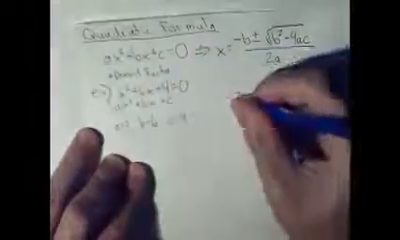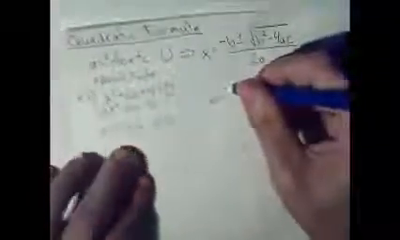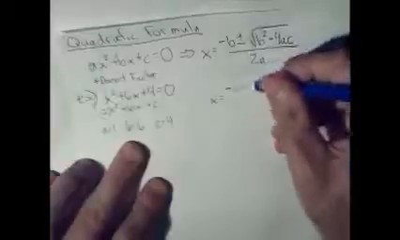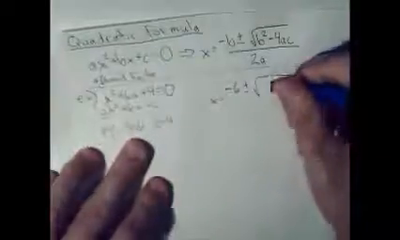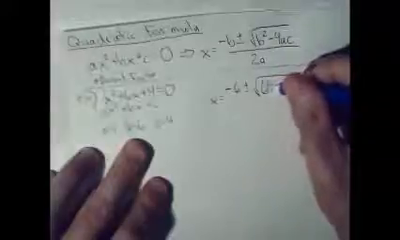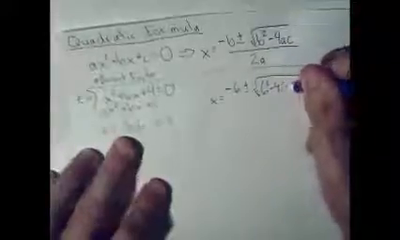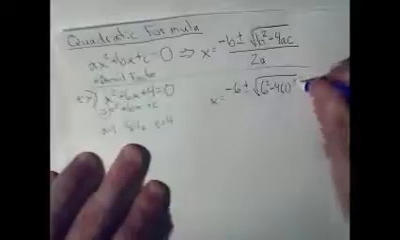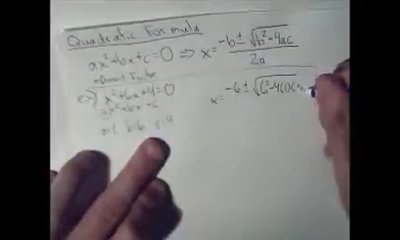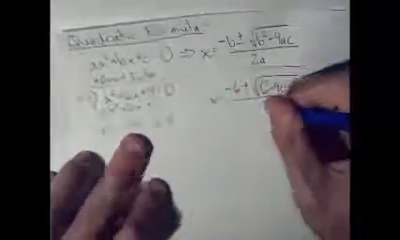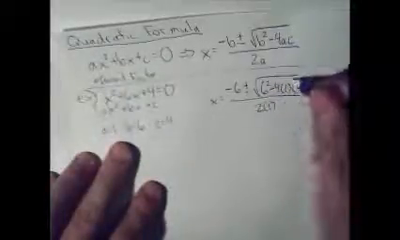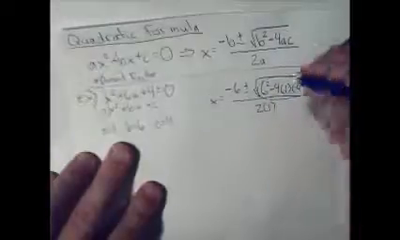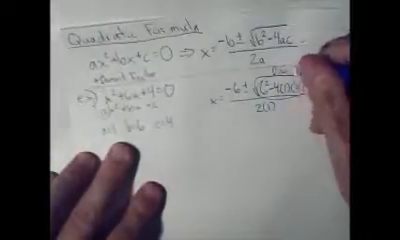All I've got to do is come over here, plug and chug. Minus B, B was 6, plus or minus the square root of B, 6 squared, minus 4 times A, A was 1, C was 4, divided by 2 times A, A was 1. Plug and chug. All we've got to do is go through our operations. What I do first is look at this part, which, if you want to know its name, is called the discriminant.